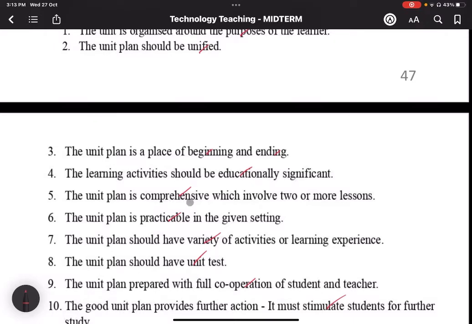The unit plan is comprehensive. Ibig sabihin comprehensive, nasa tamang scope, malawak, malalim, comprehensive discussion or ibig sabihin lahat ng related topics na discuss mo or ilalagay mo doon sa iyong unit plan. Unit plan is practicable in the given setting, okay? Ibig sabihin nito applicable, practicable in a specific situation, no?